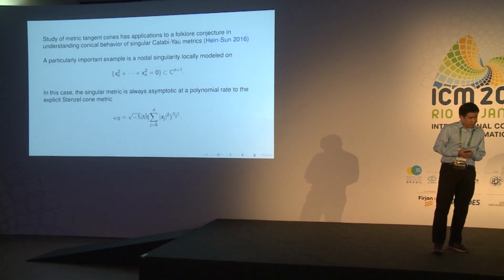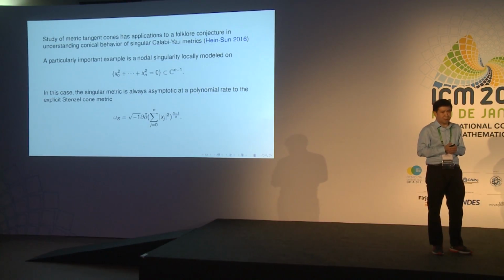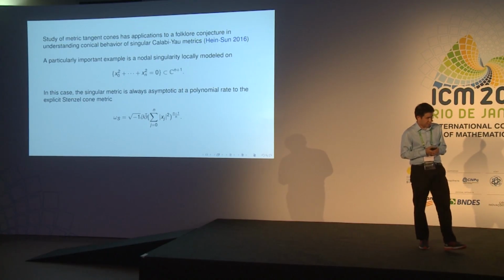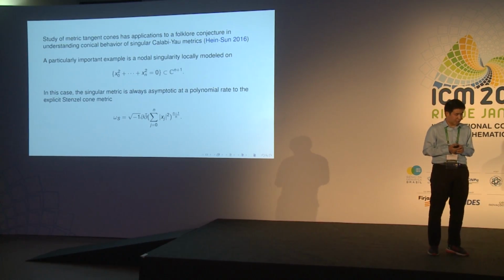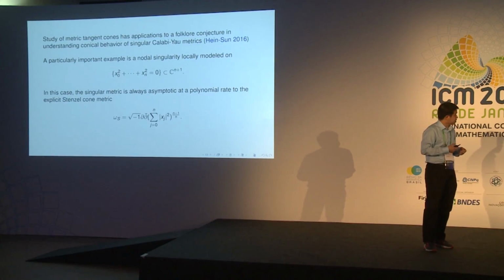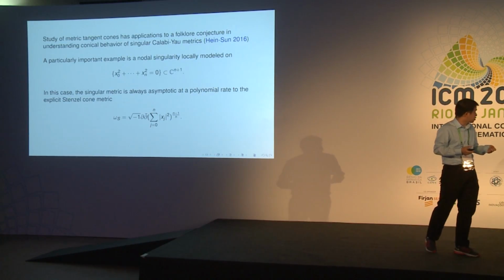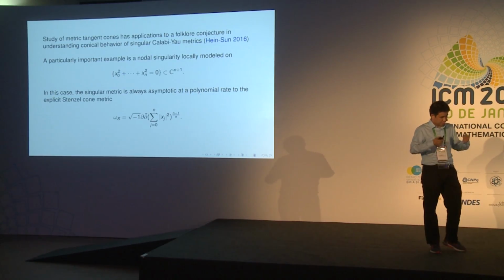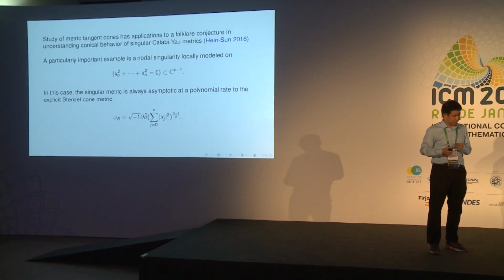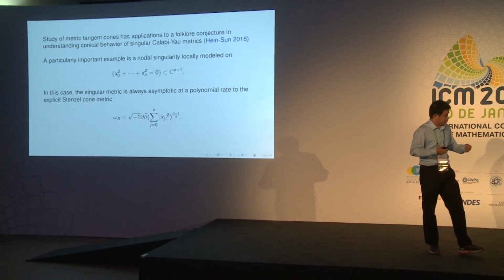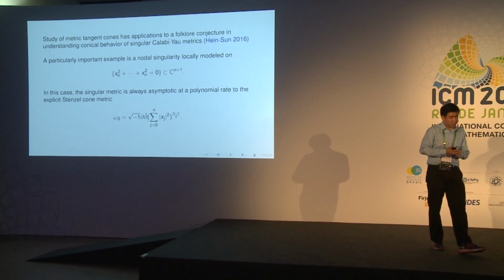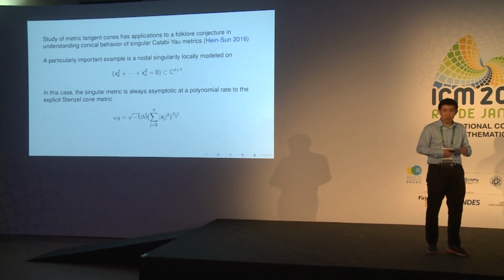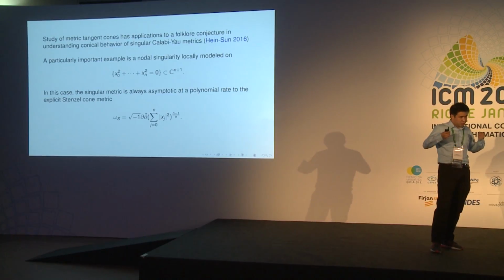And also, the study of these metric tangent cones have applications to folklore conjecture in understanding conical behavior of singular Calabi-Yau metrics. For example, this simplest singularity is nodal singularity in higher dimension. If we have a Gromov-Hausdorff limit which is locally modeled on this complex analytically, then the metric we also know it has to be asymptotic to a so-called Stenzel cone metric in the polynomial range.